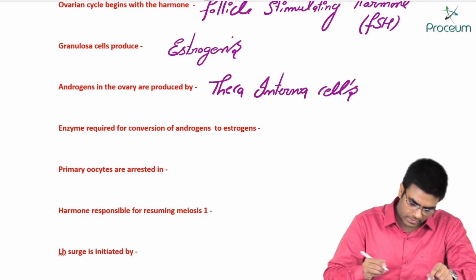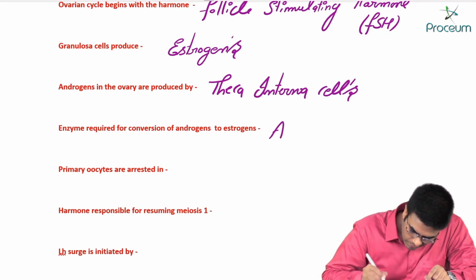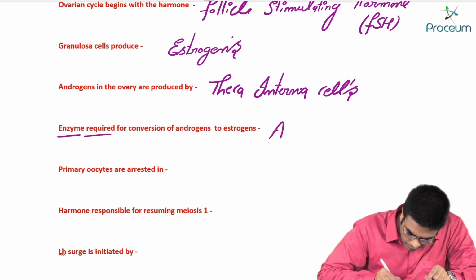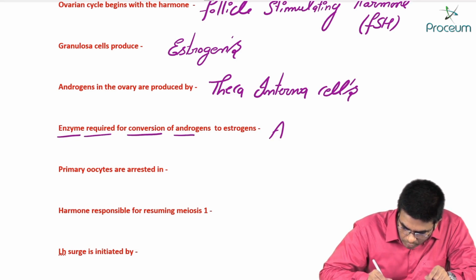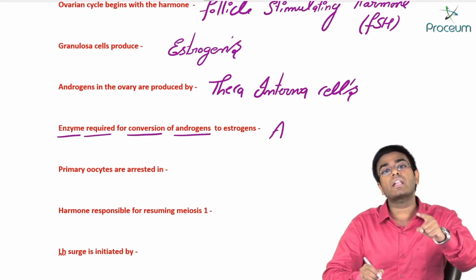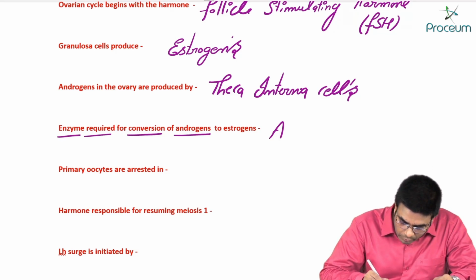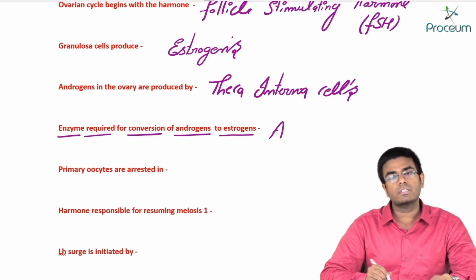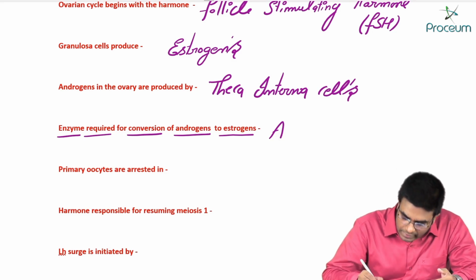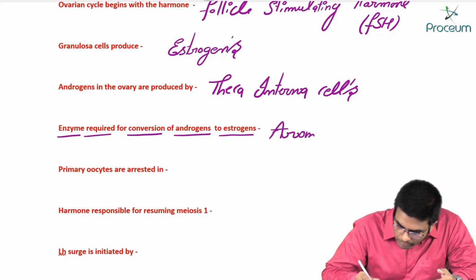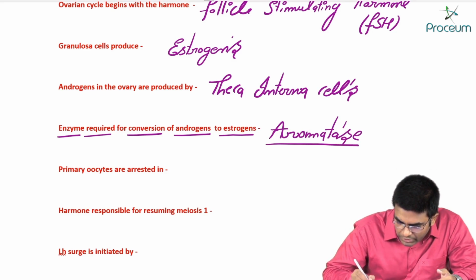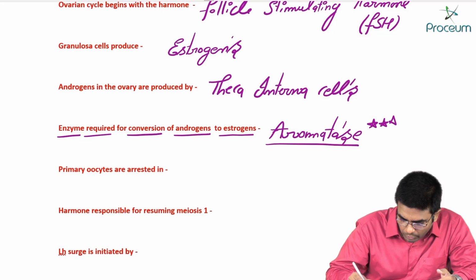So what is the enzyme responsible for the conversion of androgens into estrogens? That is aromatase. The androgens produced in theca interna cells are converted into estrogens in granulosa cells, and the enzyme required is aromatase. A very important MCQ. Please keep this point in mind.